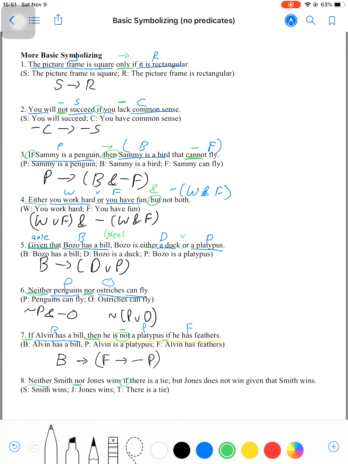So Sam wins is an S. Jones wins is a J. There's a tie is a T. And then Jones does not win, so Jones wins, that's a J. Smith wins is an S. So let's break this down and do it sentence by sentence. Neither Smith nor Jones wins if there is a tie. So if there is a tie, then, and we could do it this way, not S and not J.